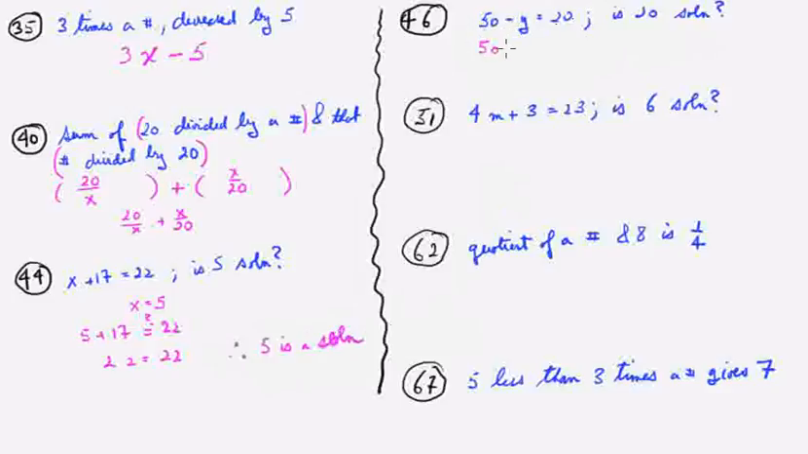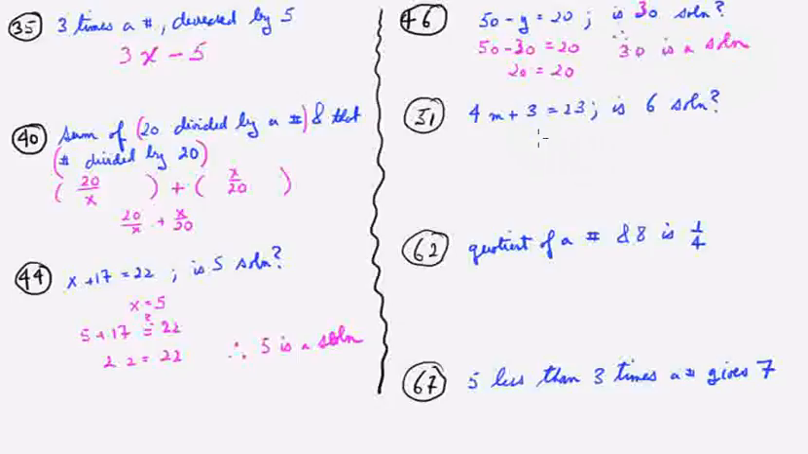Number 46, we're asked whether 30 is a solution to this equation, and to answer that question we will put 30 in for y. 50 minus 30 is equal to 20, which gives 20 equals 20, and therefore 30 is a solution.